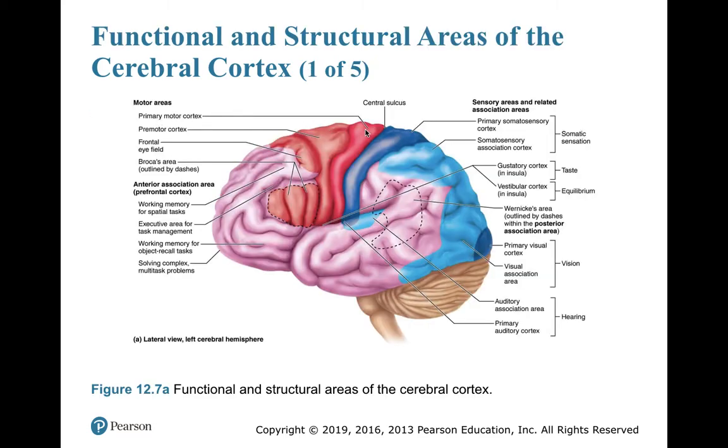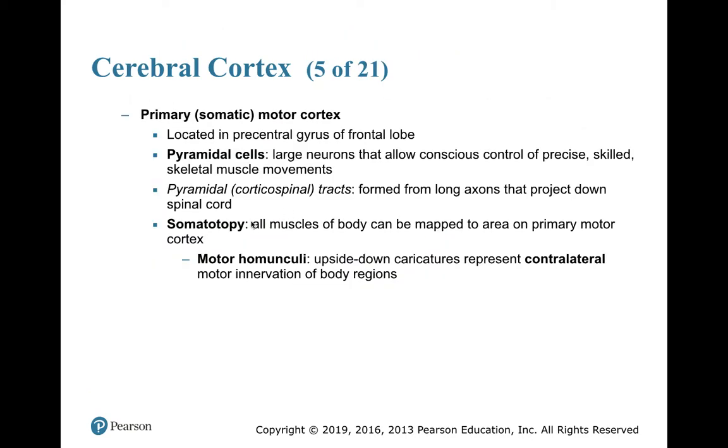So primary motor cortex, premotor cortex, frontal eye field, and this region, this is Wernicke's. This is Broca's area over here. So that primary somatic motor cortex is located in the precentral gyrus of the frontal lobe. It has pyramidal cells in it, which are large neurons that allow conscious control of precise skeletal movements. They connect to pyramidal or corticospinal tracts that are long axons projecting down to the spinal cord.